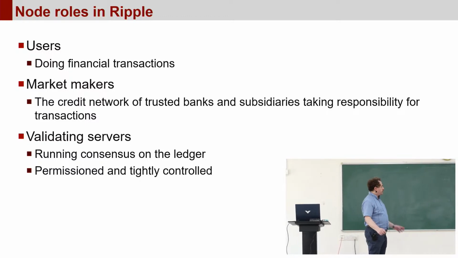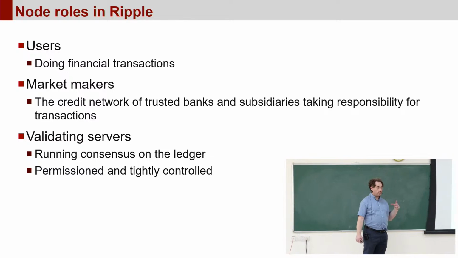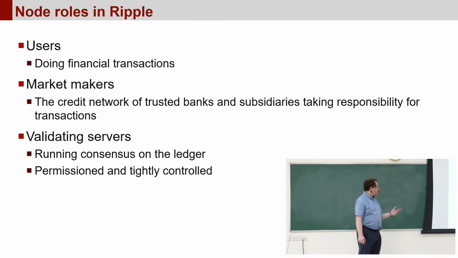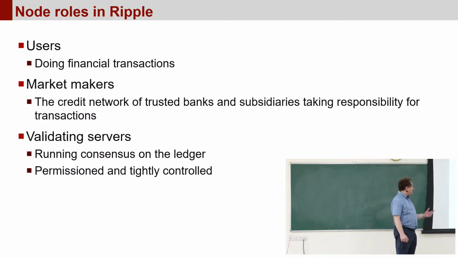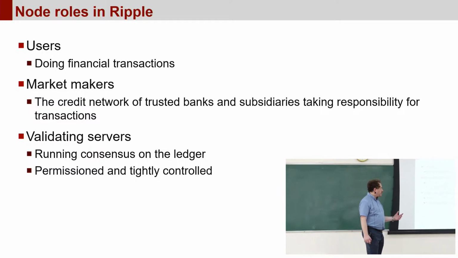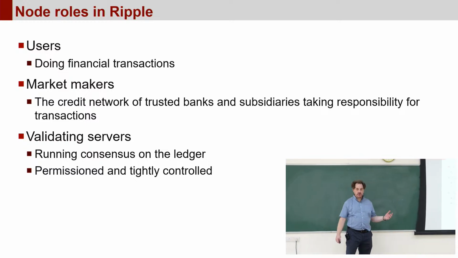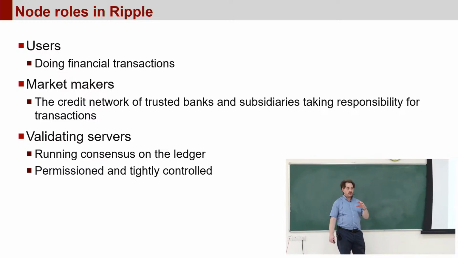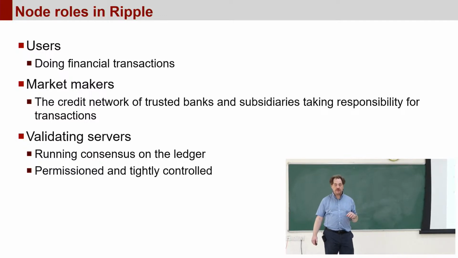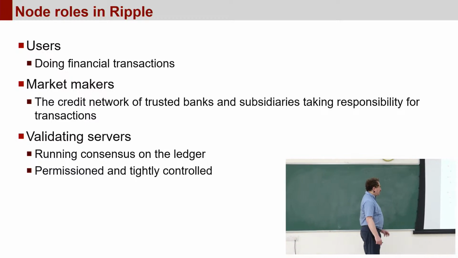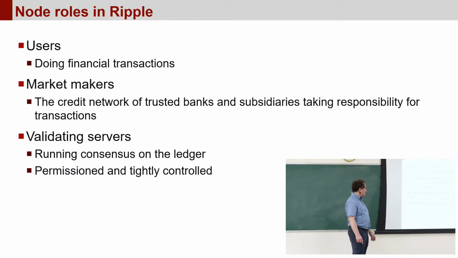So let's talk about Ripple first. In Ripple, again, there are different roles for nodes. There are users doing financial transactions. There are market makers, and the market makers are essentially a credit network of trusted banks and subsidiaries taking responsibilities for transactions. So please note, it's totally different from everything we've seen before. They said no centralized control. Well, and usually banks compete with cryptocurrencies. In Ripple, banks participate in the system. So it's a credit network of trusted banks and subsidiaries.